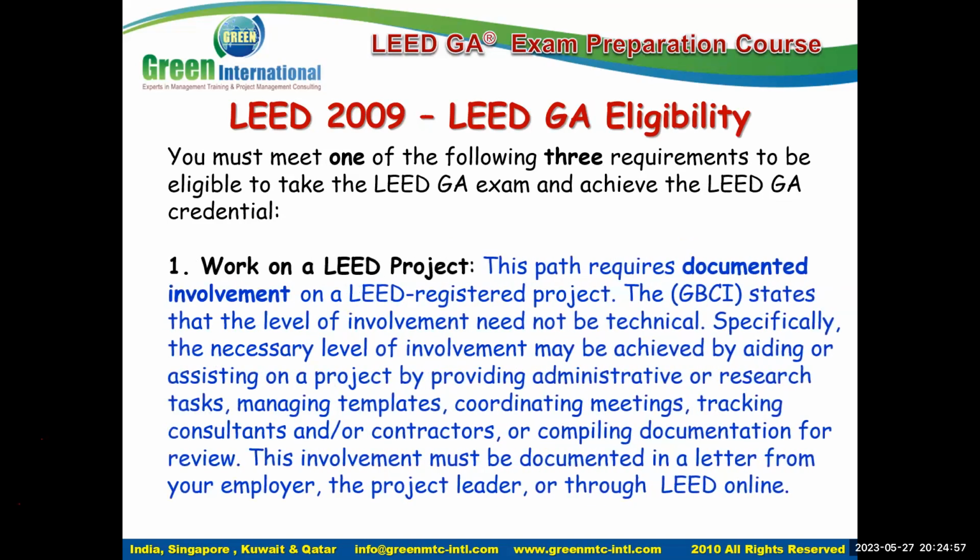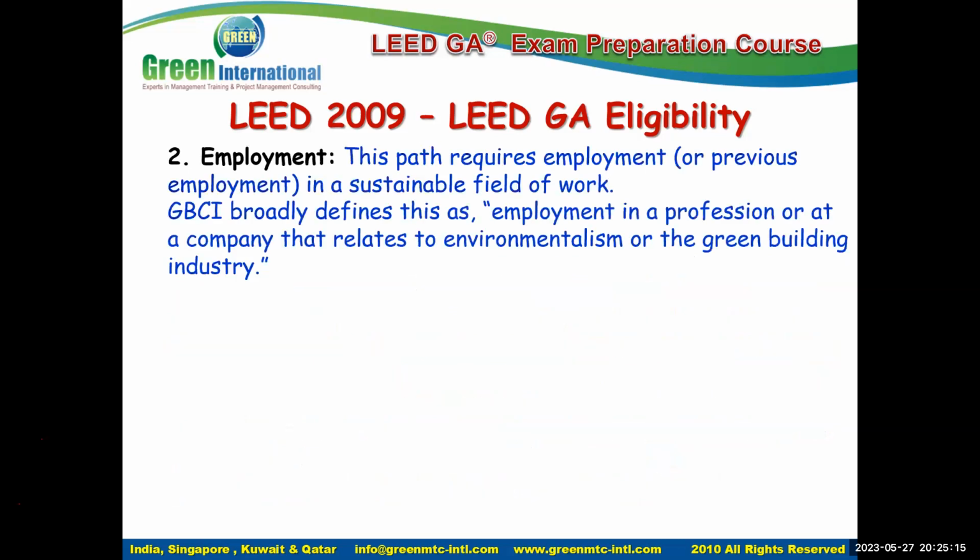So, LEED GA eligibility: you have to meet one of three requirements. The first is to work on a LEED project. You will be involved in the documentation, so you have already seen how it is done. You might have seen the templates, the meetings, etc. Once you've gone through the process once, you can be a part of it again. So working on a LEED project is the first eligibility.